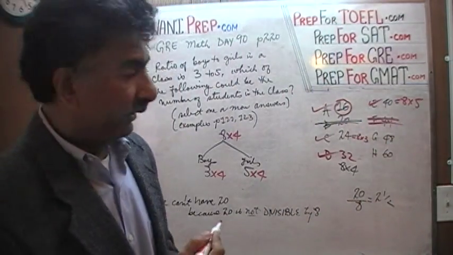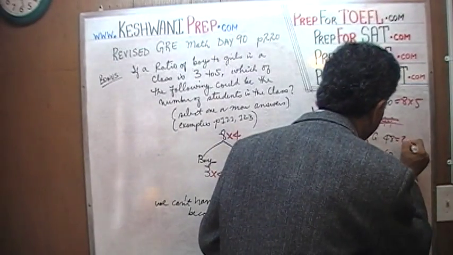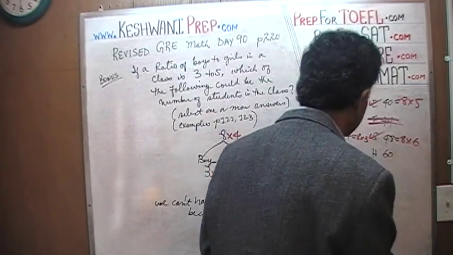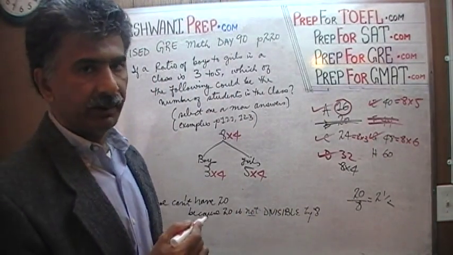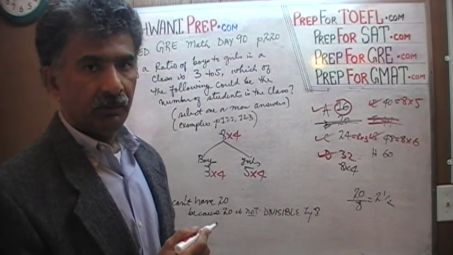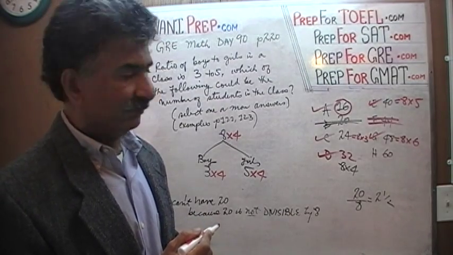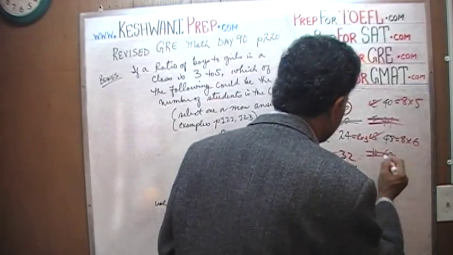48 is divisible by 8. 48 is simply 8 times 6. So that's the correct answer. Can you divide 60 by 8? 60 is not divisible by 8. 64 is. 8 eights are 64. 60 is not divisible by 8.